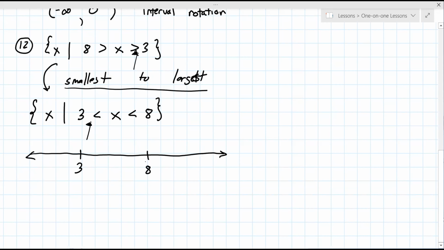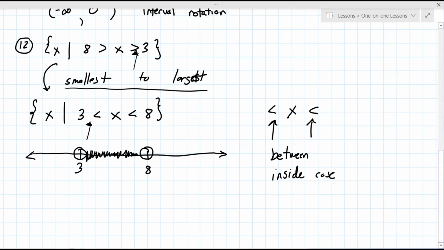they both go open. Do they go left? No, it's between. Oh, between? Okay. Yes. Whenever you see x and you have a symbol here and a symbol here, this is x between this and this. Sometimes you'll hear me say inside case or the inside example.